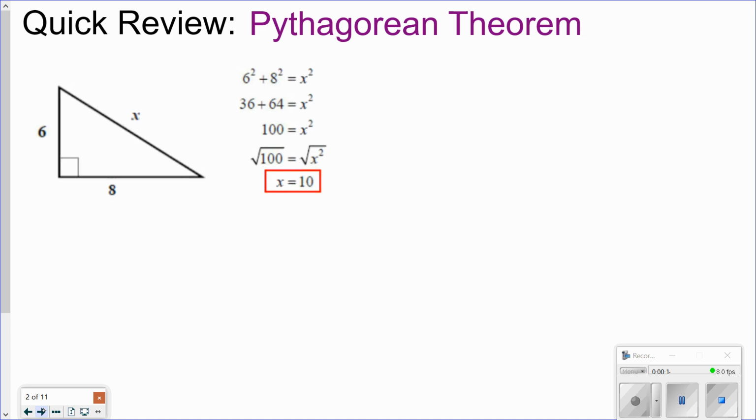Quick review. If we had a right triangle where we knew two of the sides, but we did not know the third side, we would use the Pythagorean theorem. So in this case shown here, if we wanted to solve for x, we would do 6 squared plus 8 squared. When we would do the math, we would end up getting that x is equal to 10.